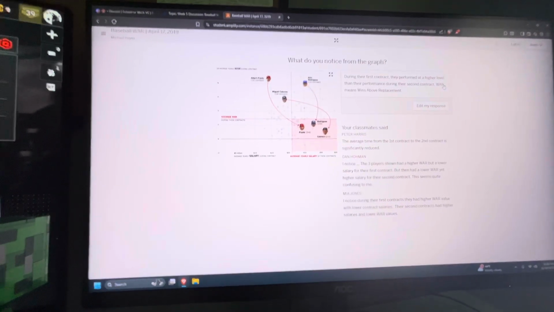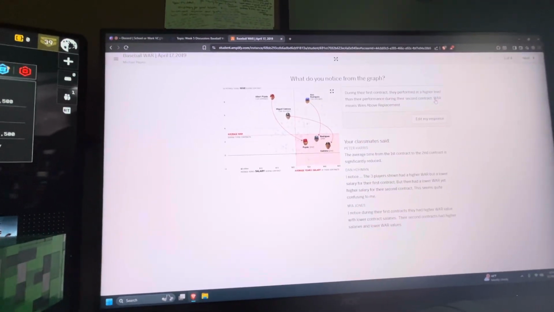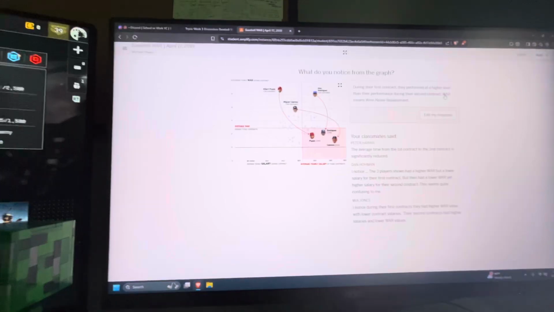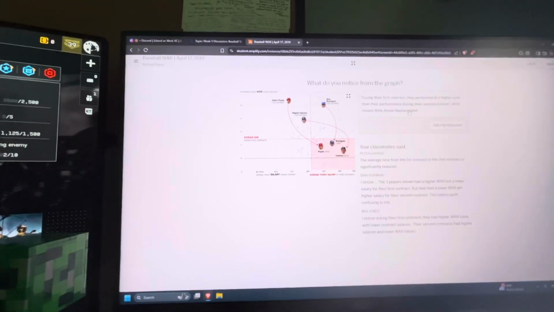And my friend was actually helping me with this assignment. He's really into baseball, and he taught me that WAR means wins above replacement, so I did not know that.